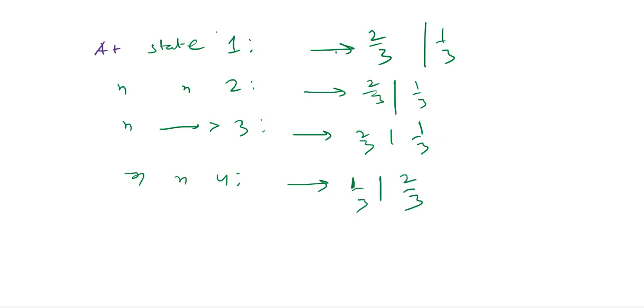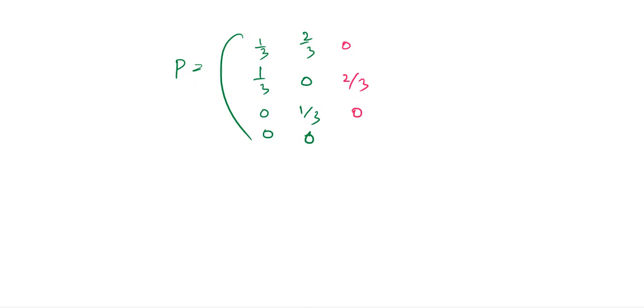Okay, so what will be the transition matrix P? Here P will be: row 1: 1/3, 2/3, 0, 0; row 2: 1/3, 0, 2/3, 0; row 3: 0, 1/3, 0, 2/3; row 4: 0, 0, 1/3, 2/3.